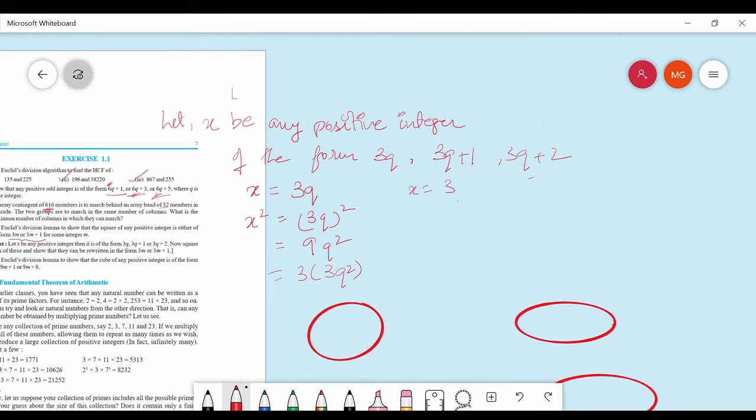x is equal to 3q plus 1. Now your x square will be 3q plus 1 whole square. Squaring this you will be getting 9q square plus twice of AB, right? Twice of AB is 6q, plus 1. Now I can take 3 common from here as well. So 3 times 3q square plus 2q, plus 1. I'll let you know why I'm taking only 3 common, not the q.